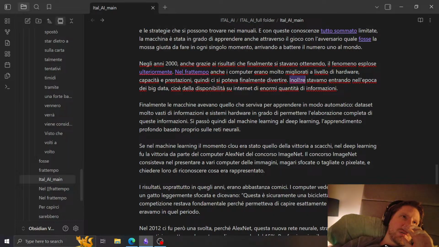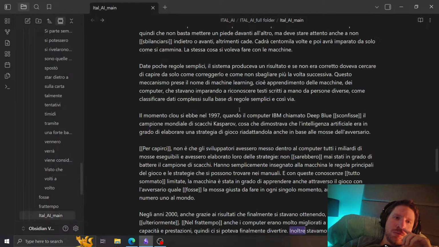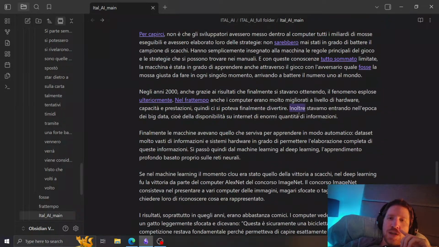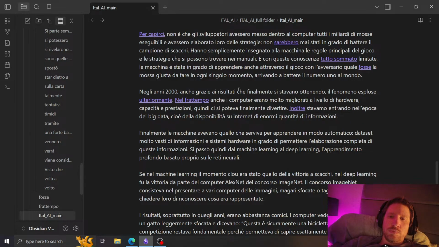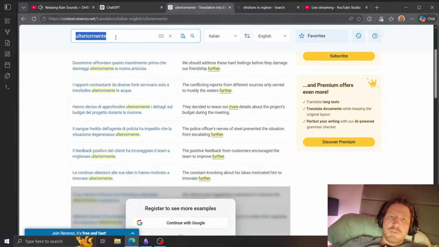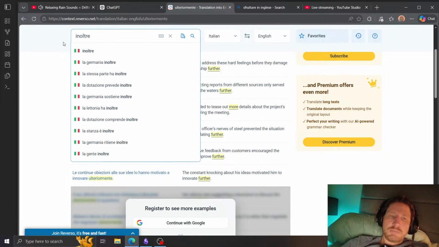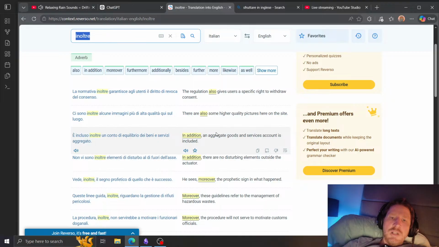Inoltre. Sì, inoltre significa furthermore. Sì, esatto. Inoltre si traduce proprio come furthermore ed è usato per aggiungere un'informazione o un'idea nel discorso. Sicuro? Sì, sono sicuro. Inoltre è proprio usato per aggiungere un ulteriore argomento, quindi è perfetto per esprimere qualcosa di aggiuntivo.